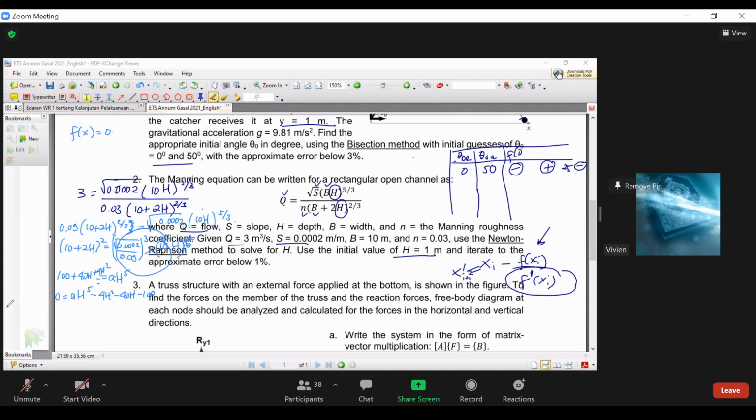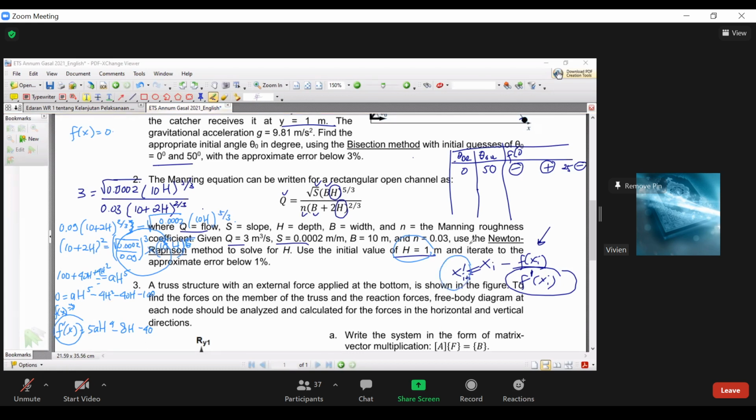So this will be f(x), and f(x) will be equal to 0. Once we have f(x) defined, we can find f'(x). So f'(x) will be 5a h to the power of 4 minus 8h minus 40. If we have the initial value of 1, we can insert this and find f'(x) and also f(x). And this is 1 minus f(x) over f'(x), so that we have the new value for the root.